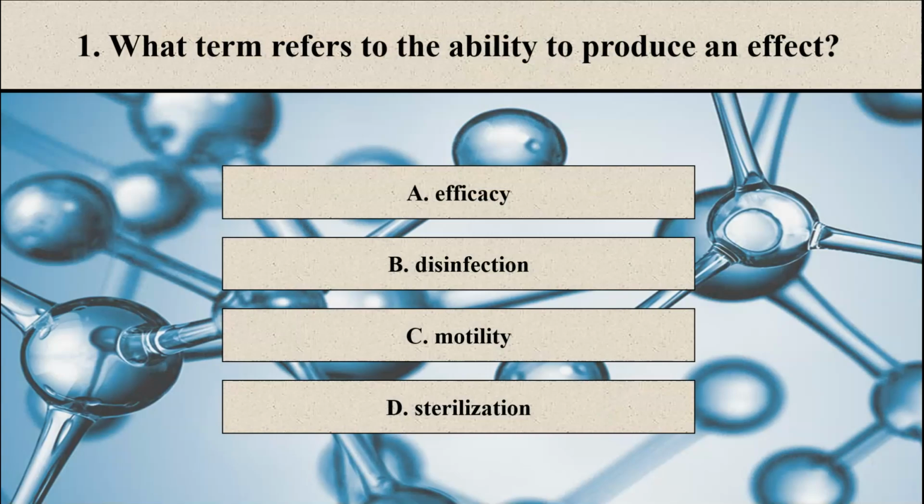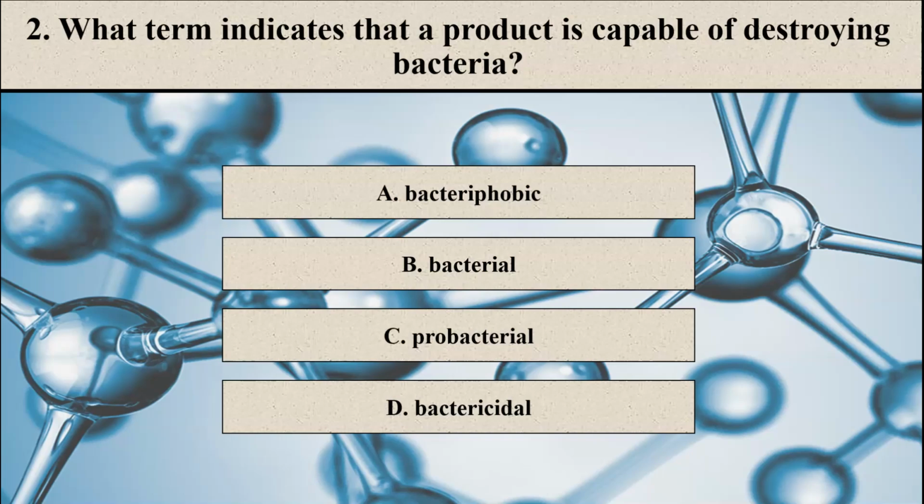What term refers to the ability to produce an effect? Efficacy, disinfection, motility, sterilization. If you chose A, efficacy, you are correct. What term indicates that a product is capable of destroying bacteria? Bacteriophobic, bacterial, probacterial, bactericidal. If you chose D, bactericidal, you are correct.